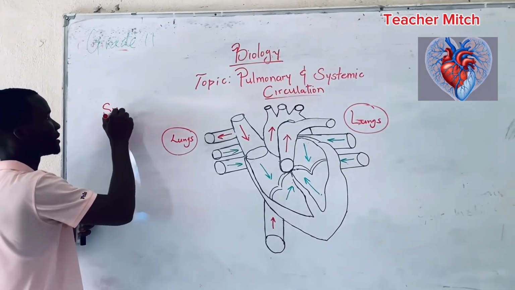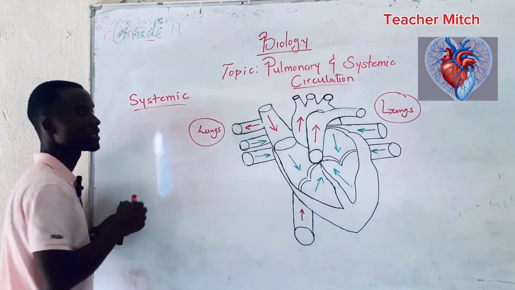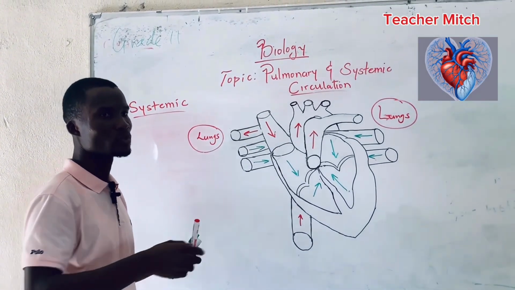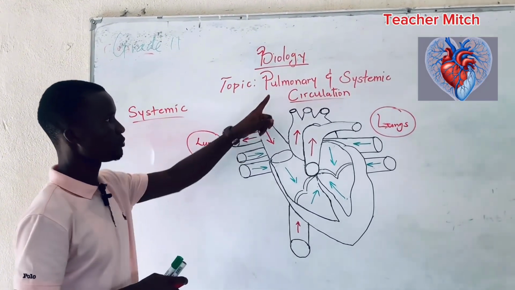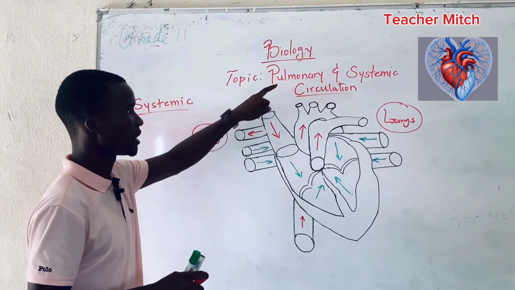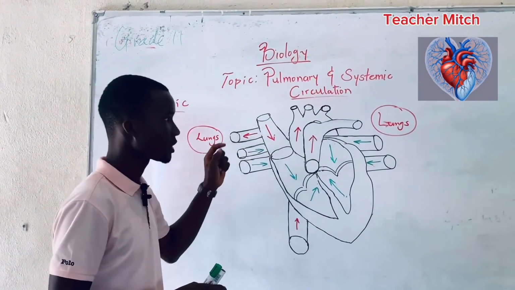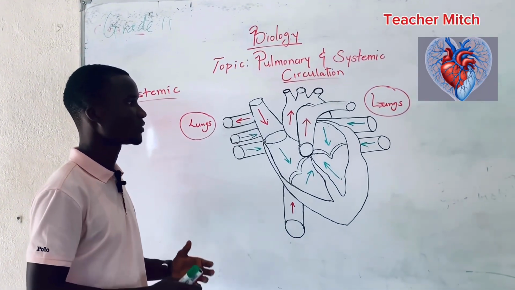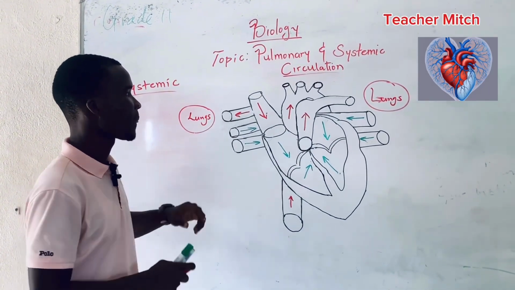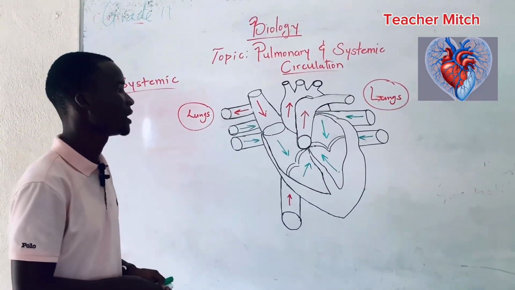Systemic circulation is the type of circulation of the heart where blood is pumped to every part of the body. So one difference between pulmonary and systemic circulation is that in pulmonary circulation, blood is only pumped to the lungs, but in systemic circulation, blood is pumped to every part of the body. So how does the blood leave the lung to go to every part of the body?